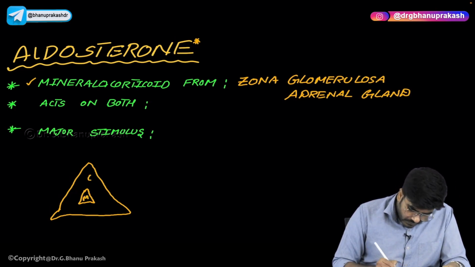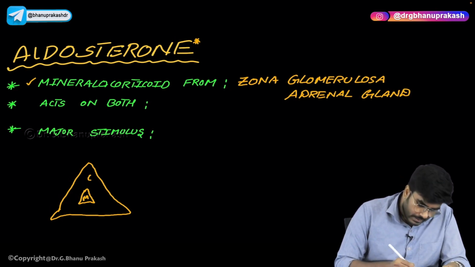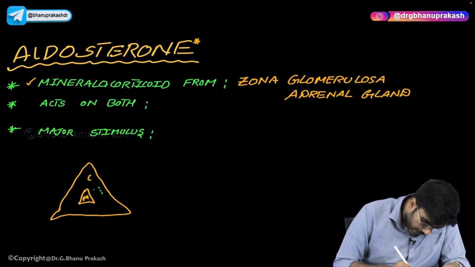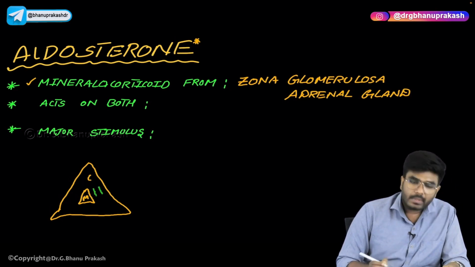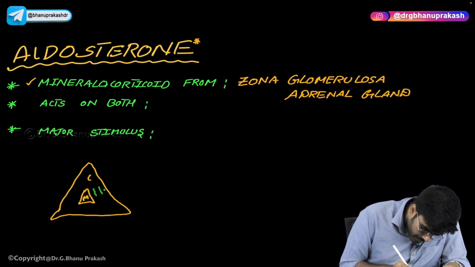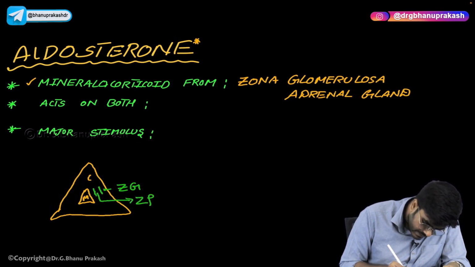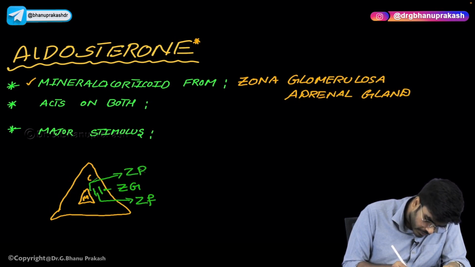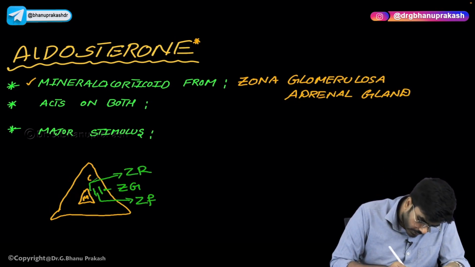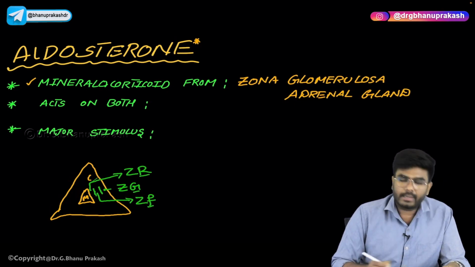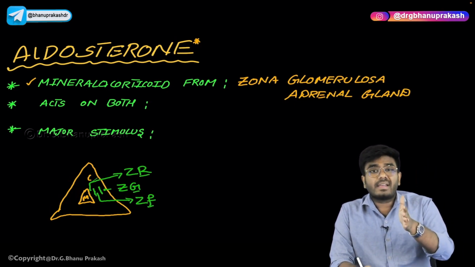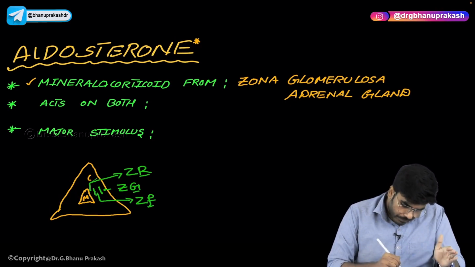Now the cortex is further divided into three parts: the outer part, middle part and inner part. The outer part is the zona glomerulosa. The middle part is the zona fasciculata, and the innermost part is the zona reticularis. You can remember it like GFR: zona glomerulosa, zona fasciculata, zona reticularis.